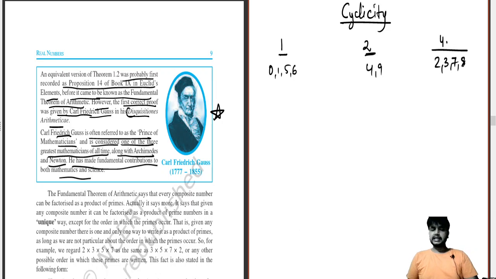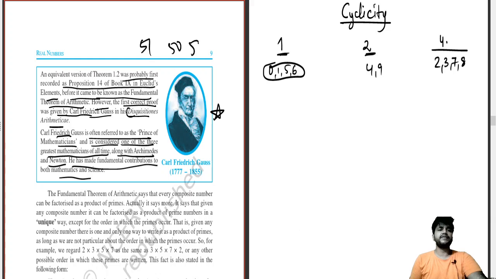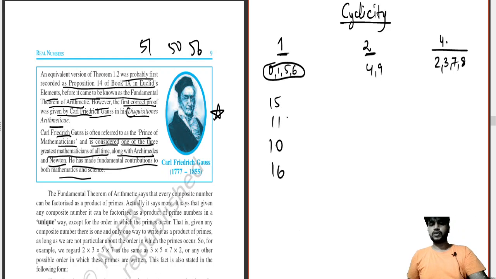This is a very different concept, not related totally to class 10, but you should take time to understand it. This is very important. What do we mean by cyclicity here? If the numbers end with 0, 1, 5, 6, like 51, 50, 56, let's take 15, 11, 10 and 16. All of them end with 1, 5, 0 or 6.